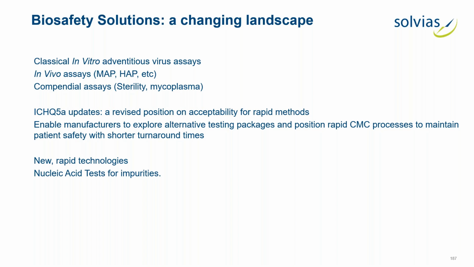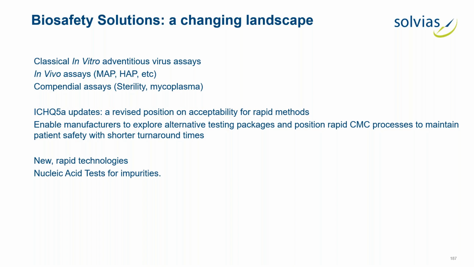Now, there's been a lot of gnashing of teeth and consultation and discussions between manufacturers, testing labs and regulatory agencies on what the best way to go forward is. Of course, with patient safety at the top of everybody's thinking, including ours as a testing lab as well. But the update in ICH Q5A does enable manufacturers to explore alternative testing packages, okay, and position rapid CMC processes to maintain that patient safety, but with shorter turnaround times and a shorter amount of time from raw materials to revenue for a particular product.